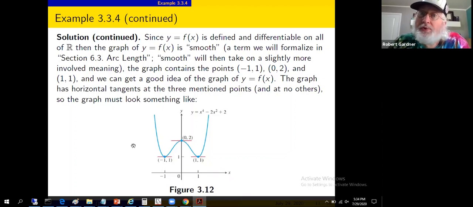No, it couldn't have any corners. The derivative wouldn't exist. If it had corners, that's one of the things that can go wrong with derivatives. And this one doesn't have any problems with its derivative. Its derivative is defined everywhere. It's differentiable everywhere.